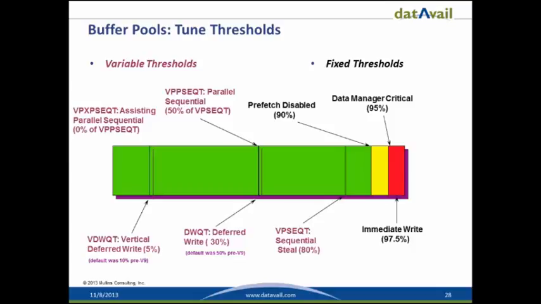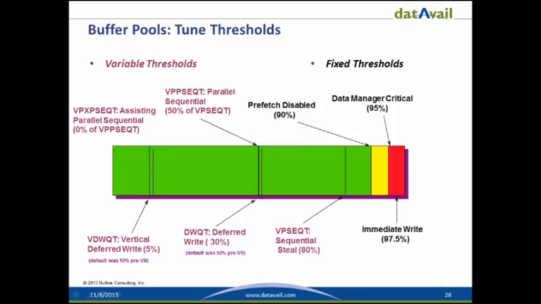And then you've also got the parallel sequential, which is sequential operations for parallel tasks, and the assisting parallel sequential, which is for data sharing. That's valid through version 10. Version 11 of DB2 deprecates the data sharing parallel operations.